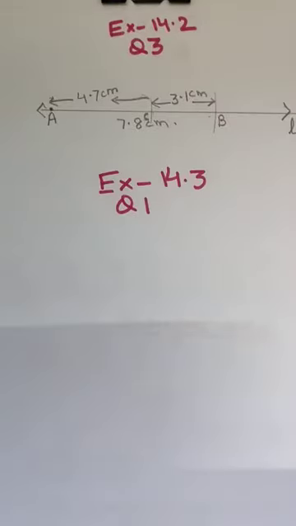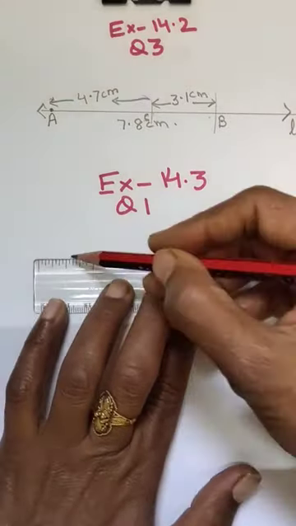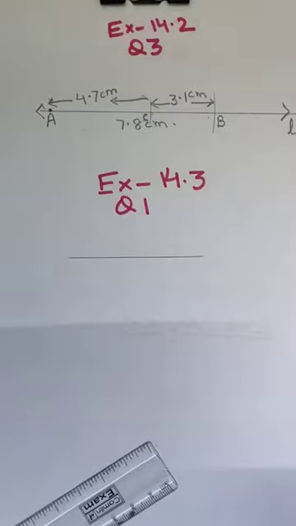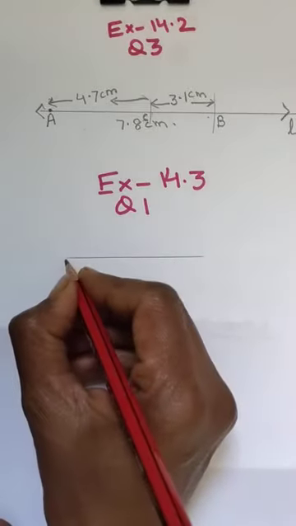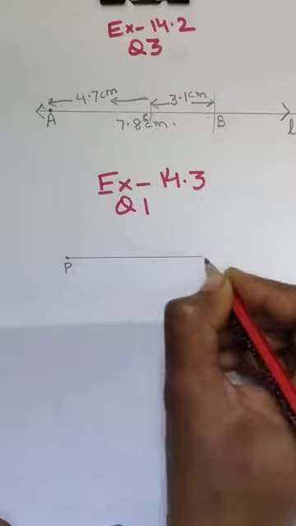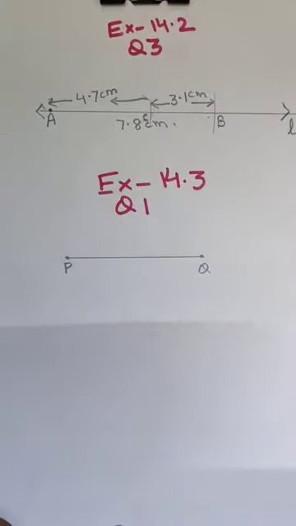Now see one more question. Exercise 14.3, question number 1. Draw any line segment PQ. Without measuring PQ, construct a copy of PQ. You have to draw a line segment PQ. So draw any line segment PQ of any measurement without measuring it. Okay. Whose measurement is not known. This is PQ. Now you have to make a copy of this line segment.